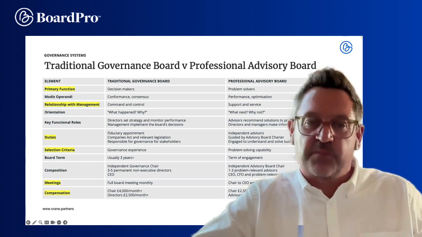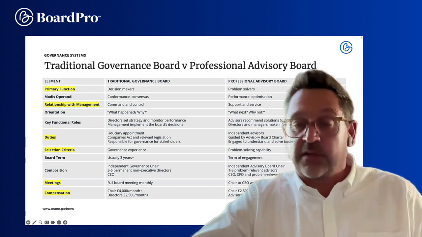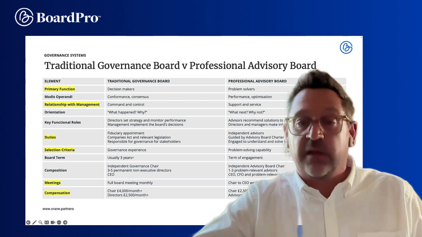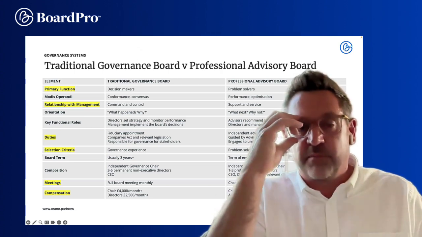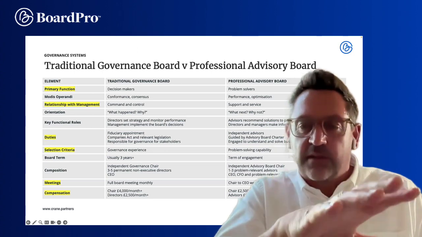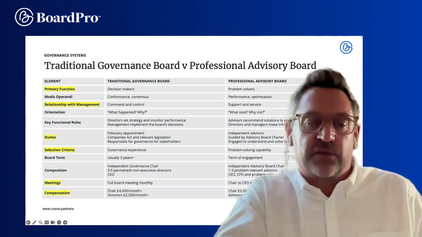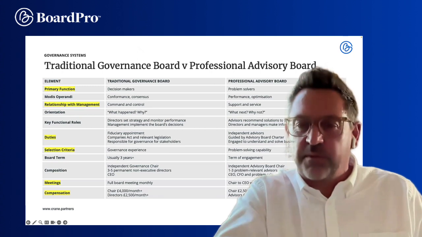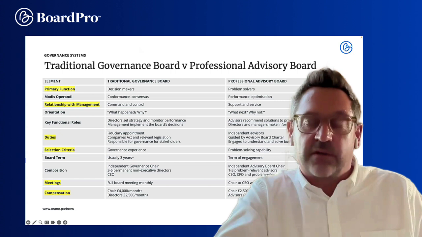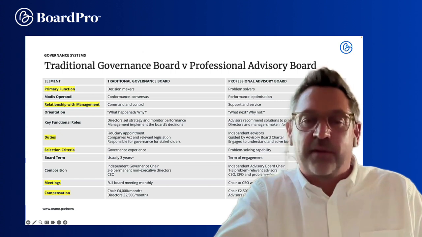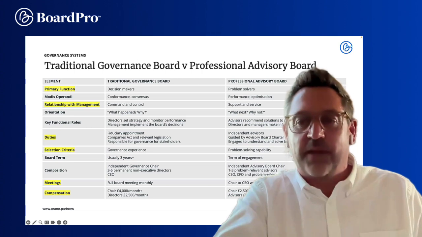So typically governance boards meet monthly. The advisory boards that we run, the chair is in some cases talking to the CEO or the business on a weekly, monthly basis. But often the advisory board maybe meets 4 to 6 times a year, depending on what the problem is. And then the compensation numbers that we see in the market, the chairs in a traditional governance board and directors are usually compensated monthly, so regardless of meeting cycles. However, advisory boards, typically the chair is compensated on a monthly basis, but the advisors are paid per meeting.